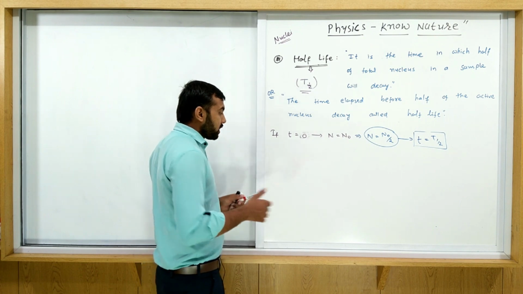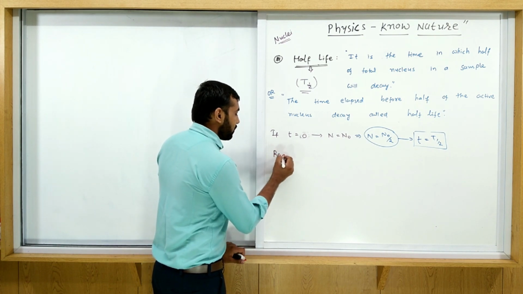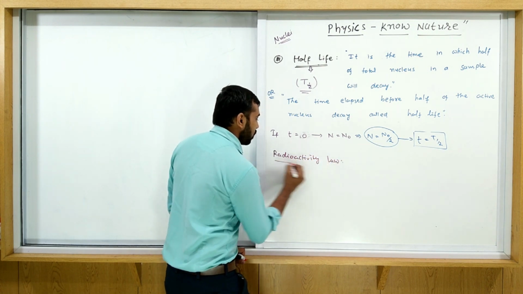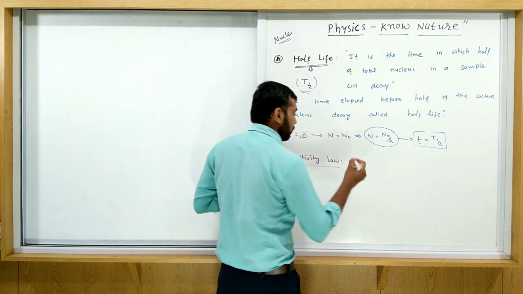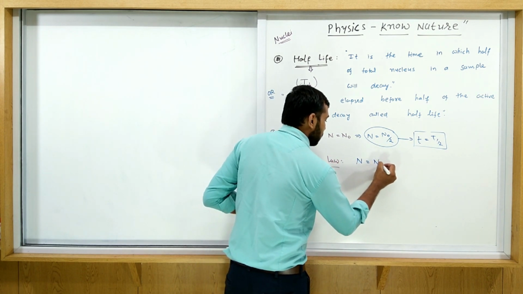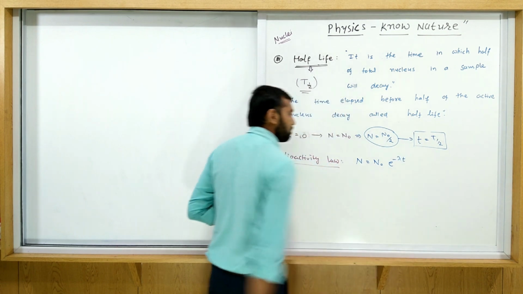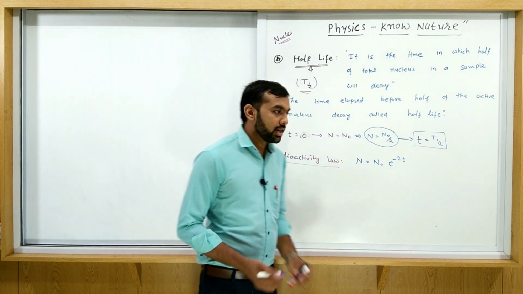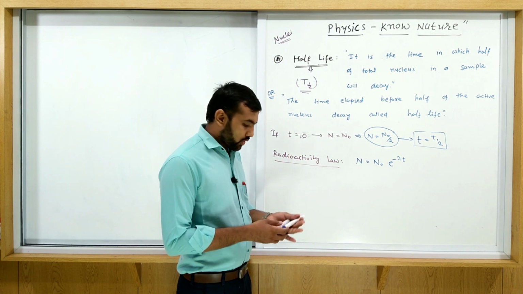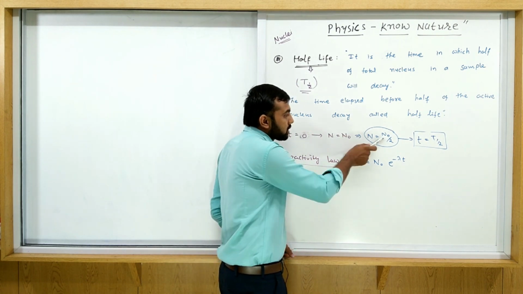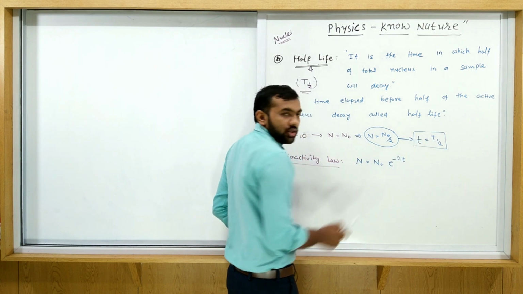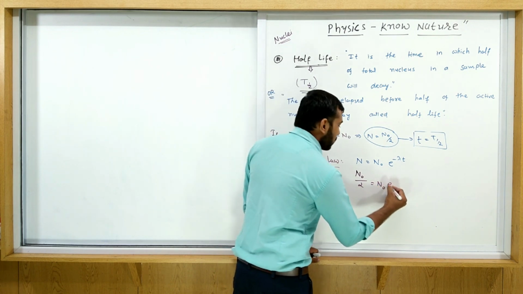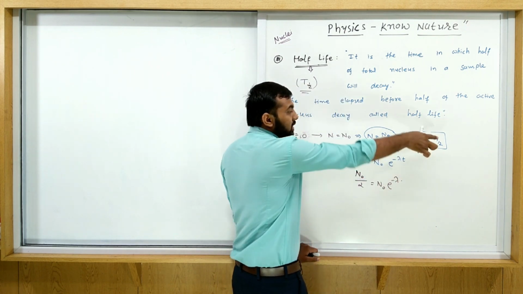So simple one, use the radioactivity law equation. What is the radioactivity law? The law is very simple: N is equal to N0 e raised to minus lambda t. Put the values here. If N becomes N0 by 2, half, then time is equal to T1/2. So let's consider N0 by 2 is equal to N0 e raised to minus lambda T1/2.